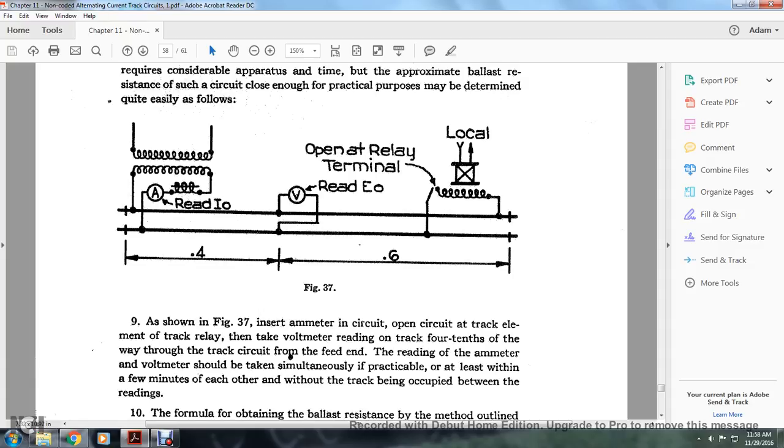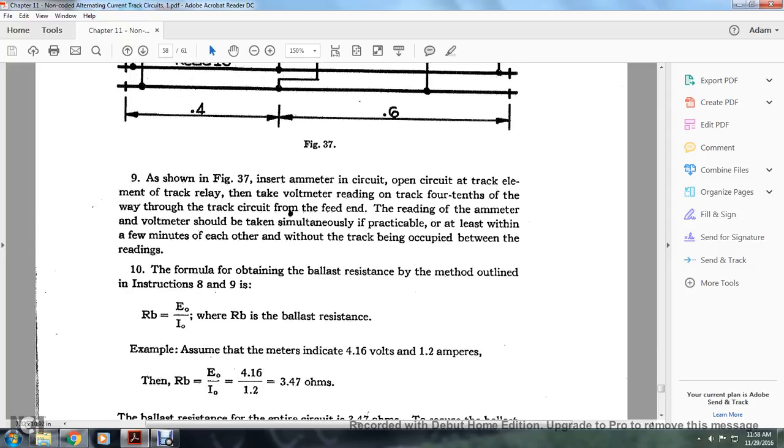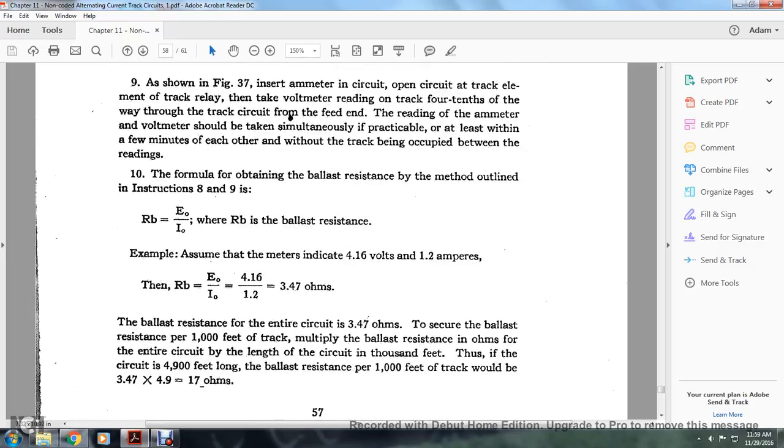The voltage and current readings should be taken simultaneously where practicable, or at least within a few minutes of each other, without the track being occupied between the readings. 10. The formula for the ballast resistance, using the method outlined in Figures 8 and 9, is RB equals E over I, where RB is the ballast resistance. Example: assume the meters indicate 4.16 volts and 1.2 amps. RB would be 4.16 volts over 1.2 amps, which is 3.47 ohms, equal to the ballast resistance.